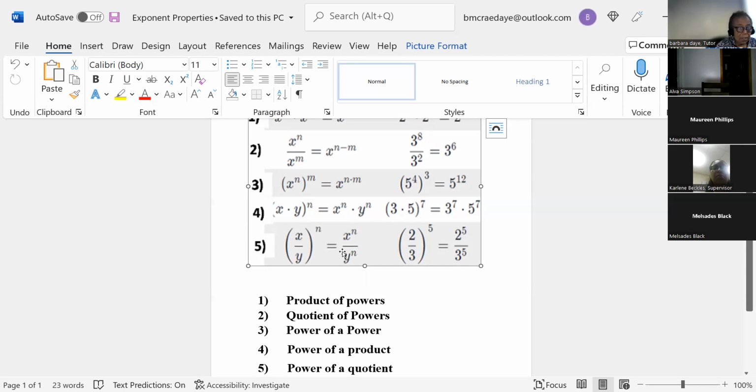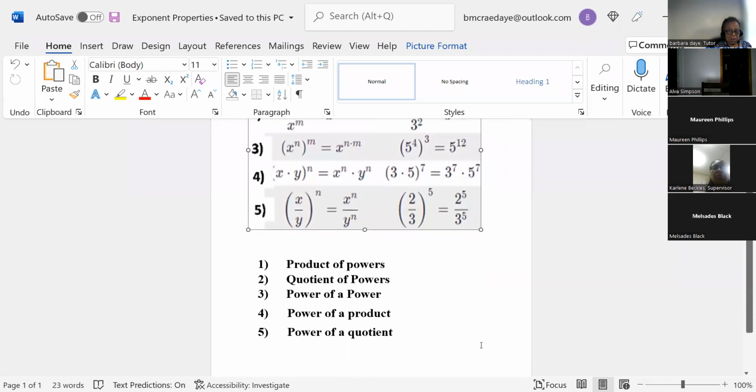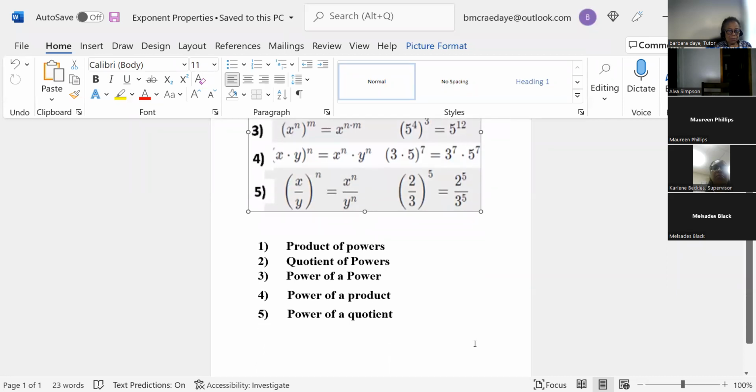Now notice these don't have to have the same base. That's why you say X, Y, X, Y. They don't have to be the same. Okay? Any questions on this chart? Okay, let's go back to our homework.